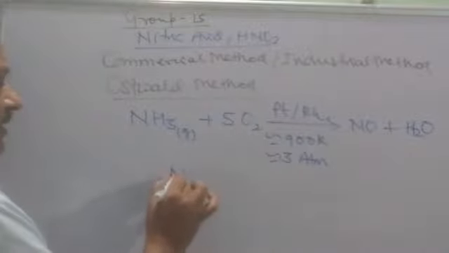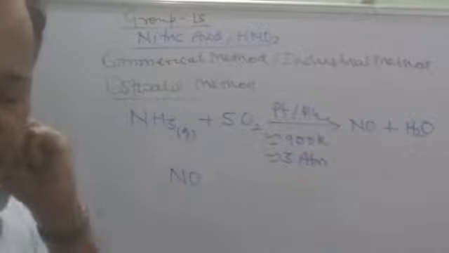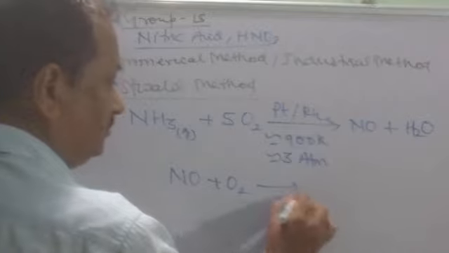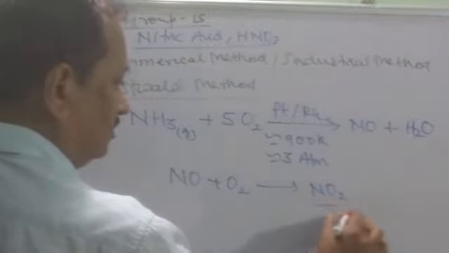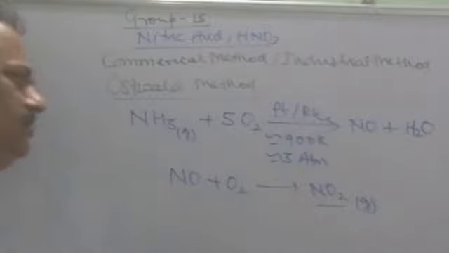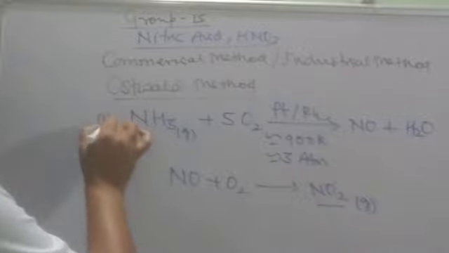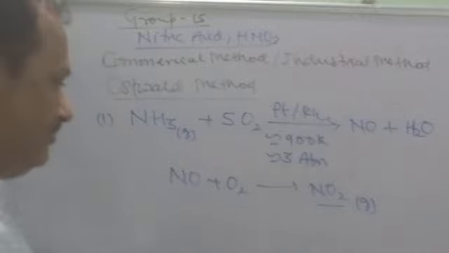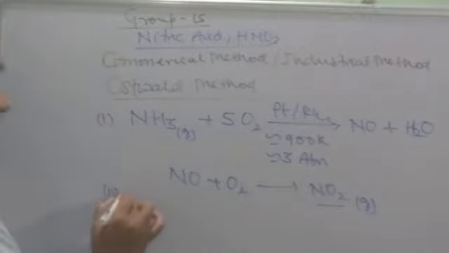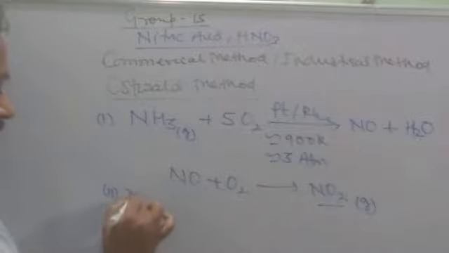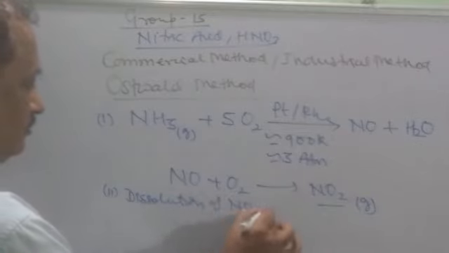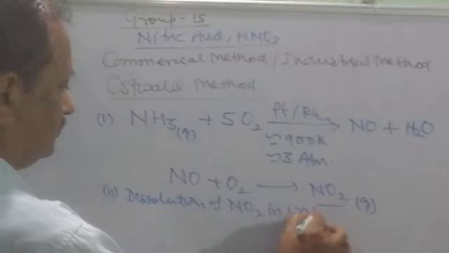Then later on this nitric oxide is again oxidized to NO2 gas. This is the first step, the preparation of NO2 gas. Now in the second step, there is the dissolution of NO2 in water.